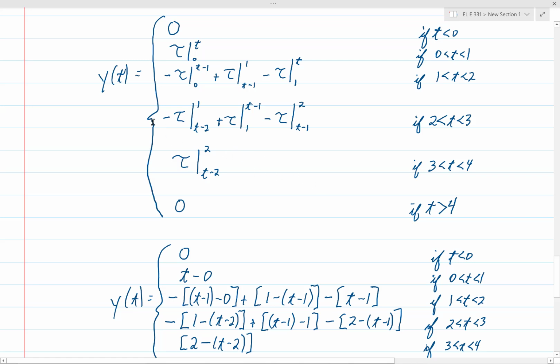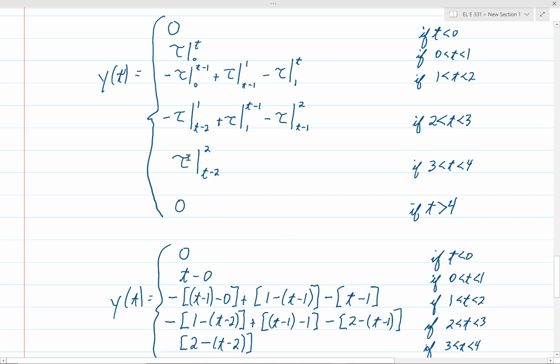Same kind of thing for the next line. Negative sign comes down here, upper limit is 1, subtract what we have at the lower limit, which is t minus 2. And be careful to put in the parentheses so that you remember to get everything correct there. Plus, upper limit t minus 1, minus the lower limit minus 1. Minus sign comes outside, upper limit is 2, minus lower limit is t minus 1, so again we put the parentheses around t minus 1.